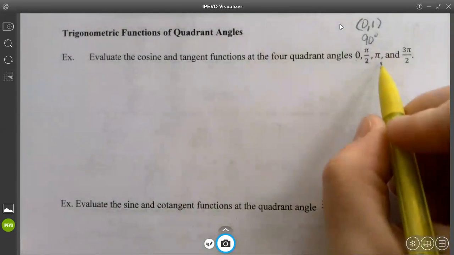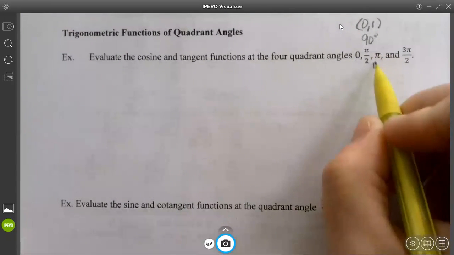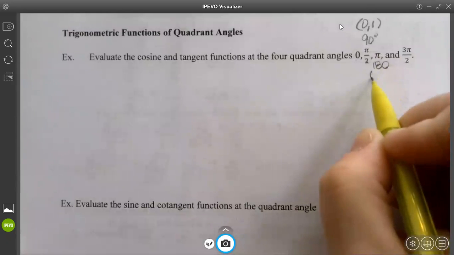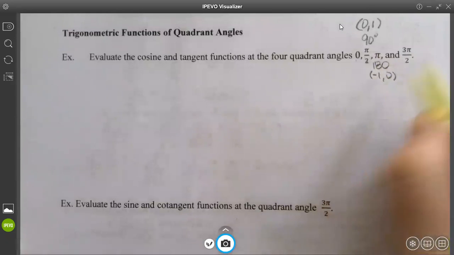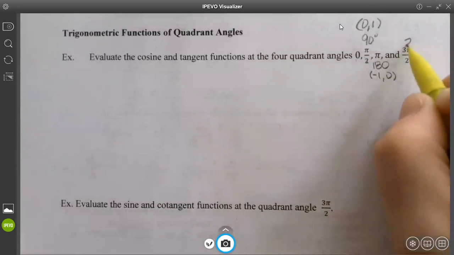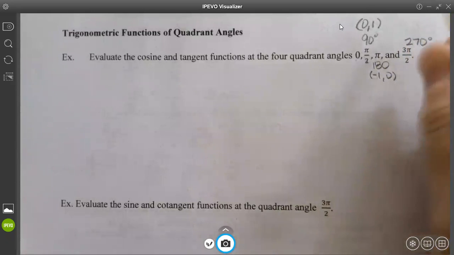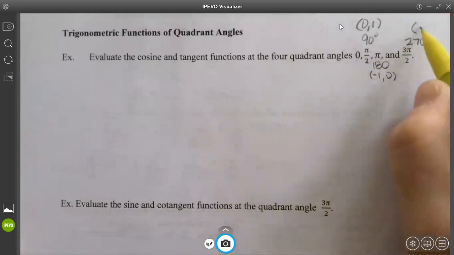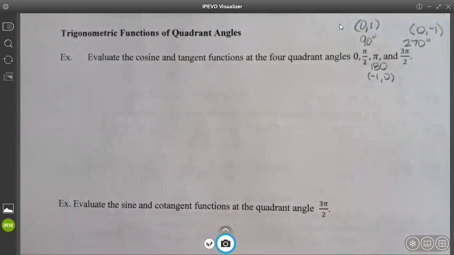Where is pi? At 180, what's that coordinate? -1, 0. And what about 3 pi over 2? 270, and that coordinate is 0, -1.